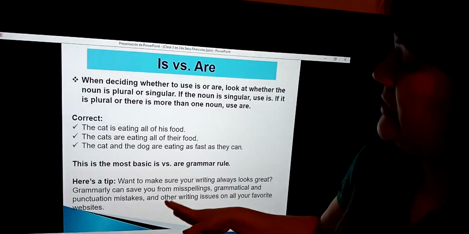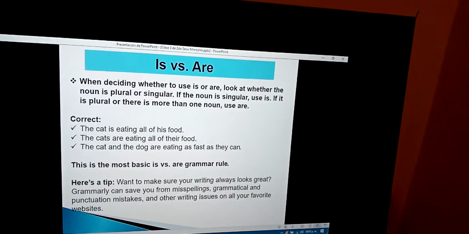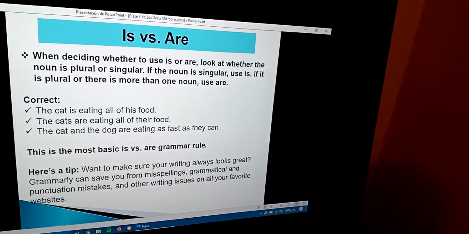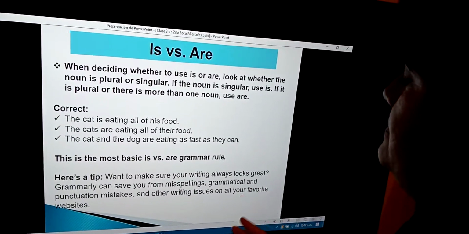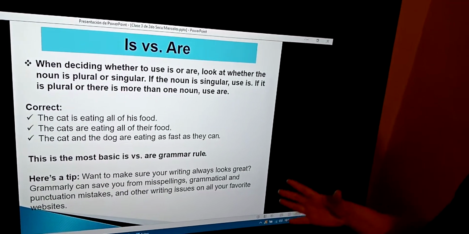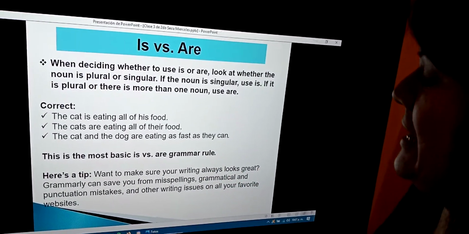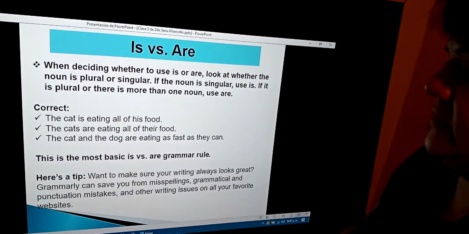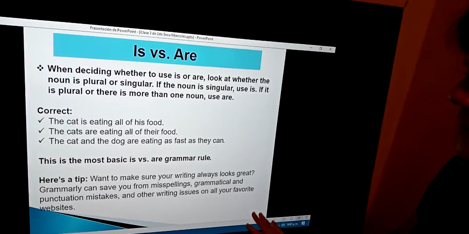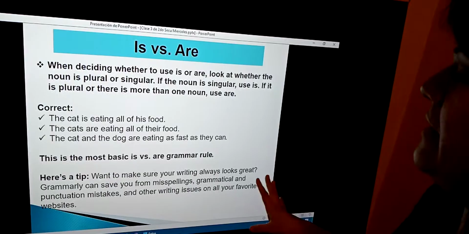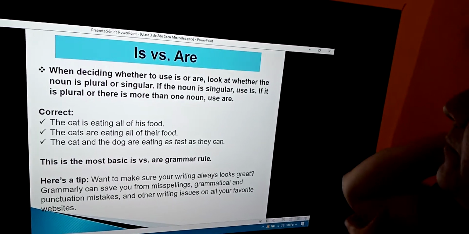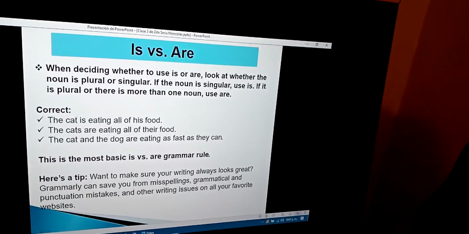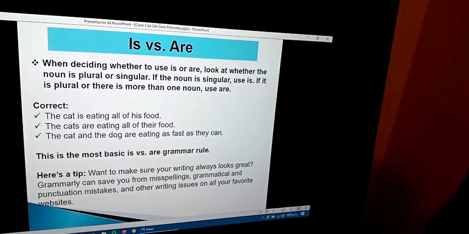Let's see. There is a tip. Want to make sure you write it always correctly? Grammarly can save you from misspelling, grammatical and punctuation mistakes, and other writing issues on all your favorite websites. Okay, this is important, you guys. This is how to use is and are.